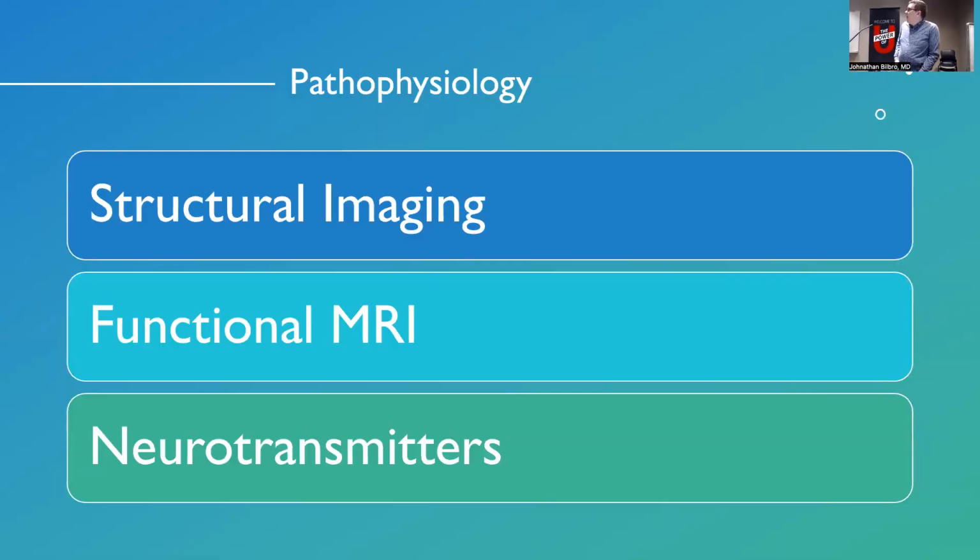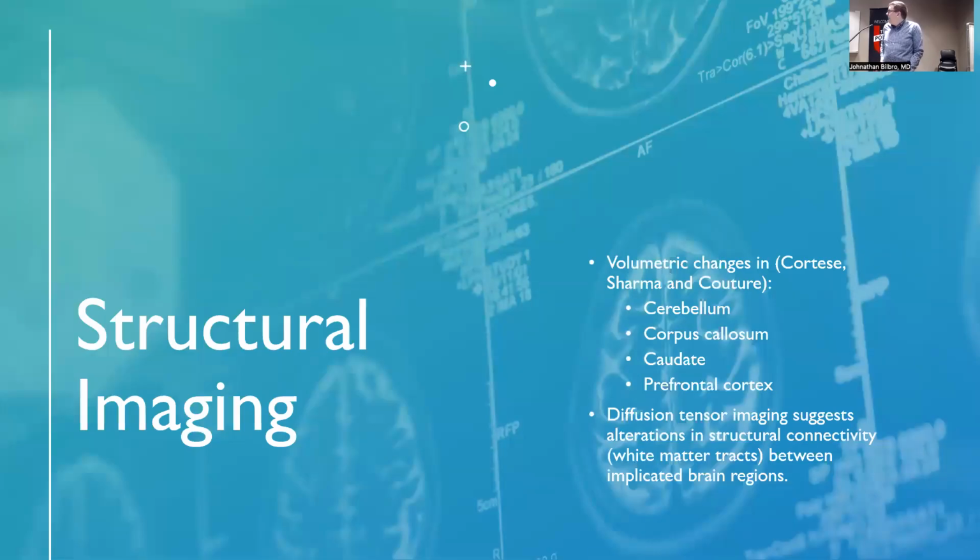Speaking of pathophysiology, I don't want to spend too long on this, but I think it's at least worth mentioning as we talk about the disorder. So we'll break it down into structural imaging, functional MRI, and then neurotransmitters. Structural imaging studies in ADHD have found changes in brain volume in various regions.